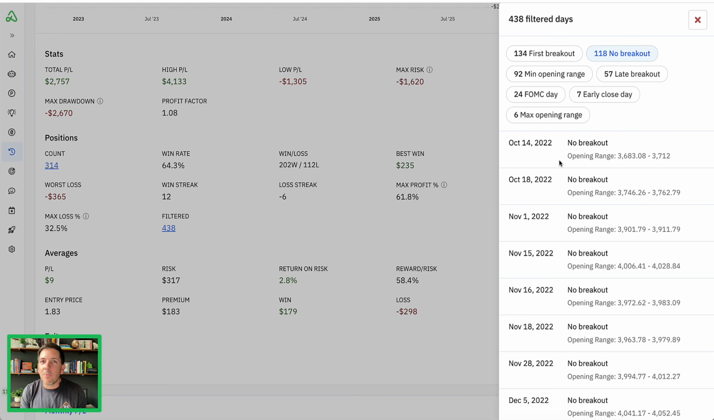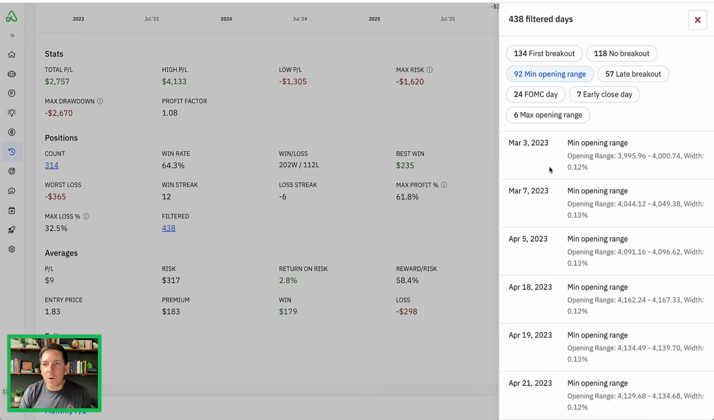So the opening range was the range of the day. That's probably ones you don't want to trade. Some were below the minimum opening range. So some were a little bit too shy, like they didn't have enough movement. Some were above the max opening range. So there's only 6 of those that were above the max opening range.